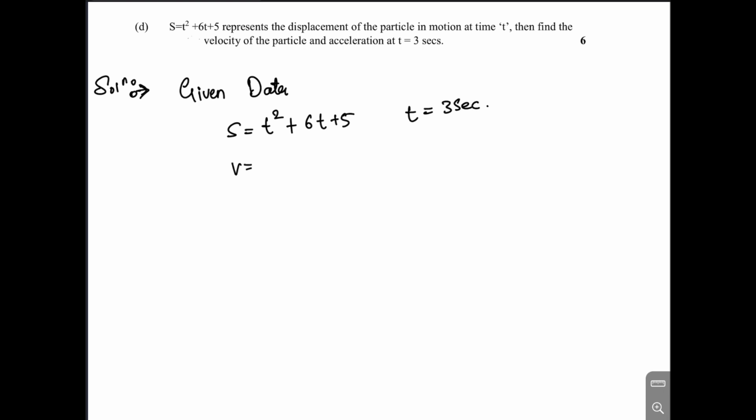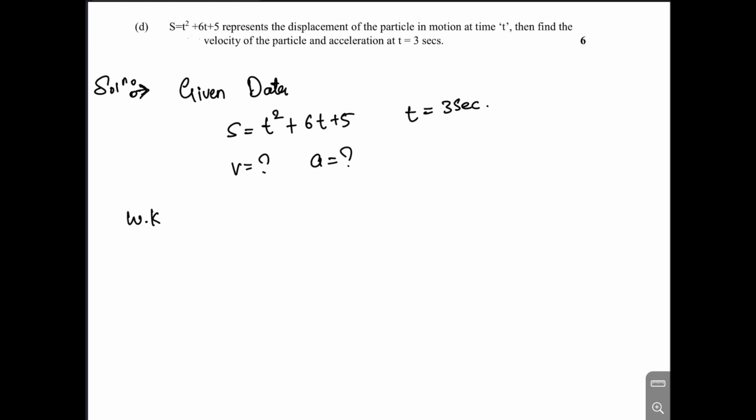Next problem. S equals t square plus 60 plus 5 represents the displacement of a particle in motion at time t. Find the velocity of the particle and acceleration at t equals 3 seconds. Let's try to find out what data is given in the question, where S represents displacement, t square plus 60 plus 5, here at t equals 3 seconds. We need to find out the velocity value as well as the acceleration value.